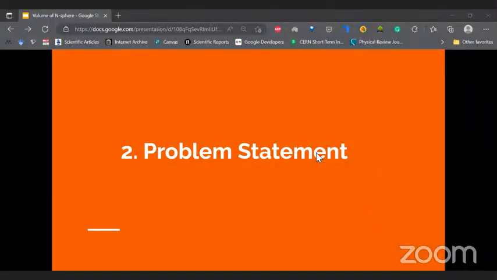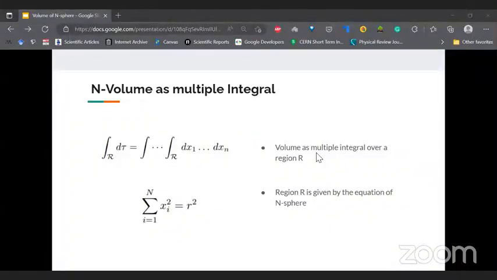Now having already defined what an n-sphere is, let us now establish the problem statement. In order to find the volume of an n-sphere, we have to basically integrate over the region R, which is defined by the equation of the n-sphere. And this is a multiple integral that we have to evaluate.